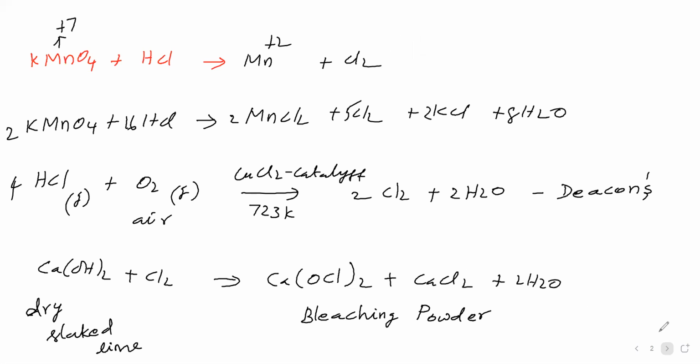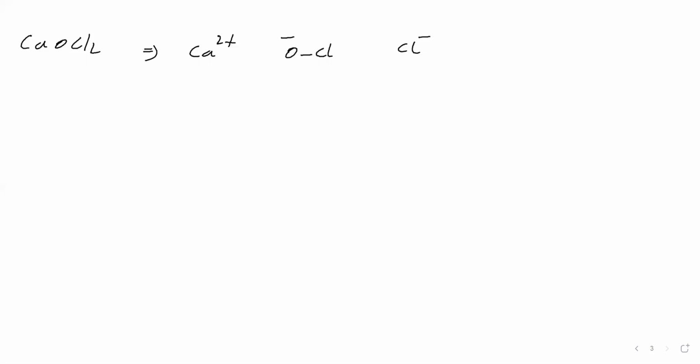Now, what is the composition of bleaching powder? It contains the hypochlorite anion, then the chloride, Cl minus, and unreacted dry slaked lime is present, along with water of hydration. This is called bleaching powder; these are the substances it contains.